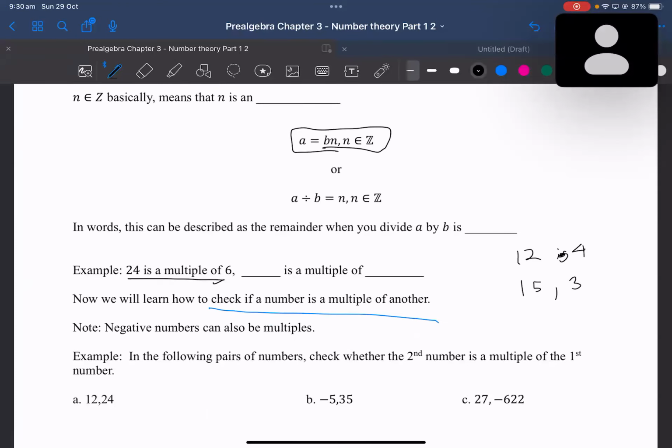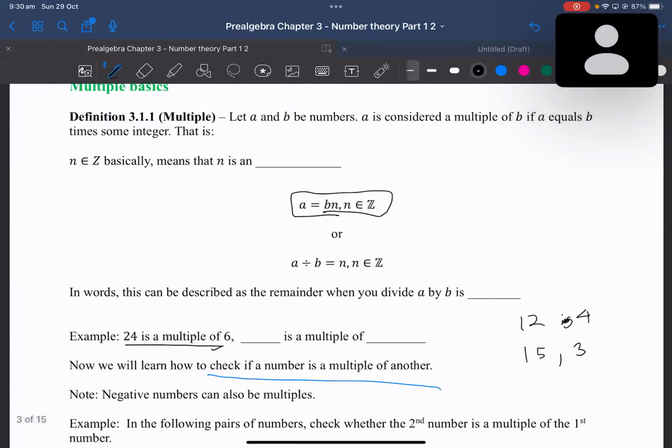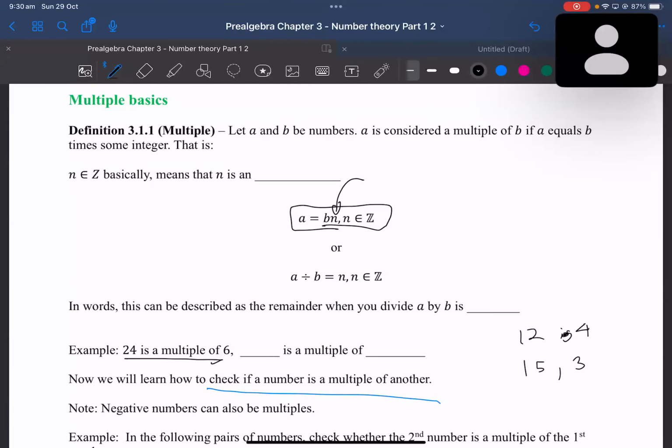But before we do this example, what I want you to realize is that here I said n can be a whole number. Whatever you multiply B by is a whole number. A is B times a whole number. But I never said it can't be negative.